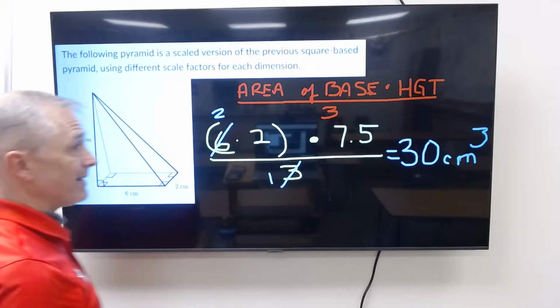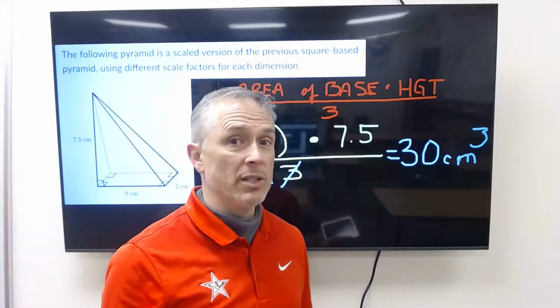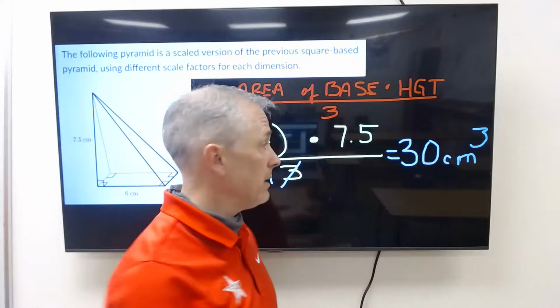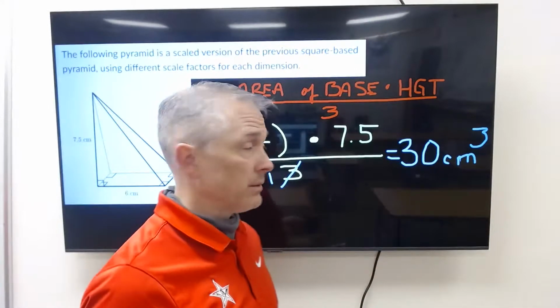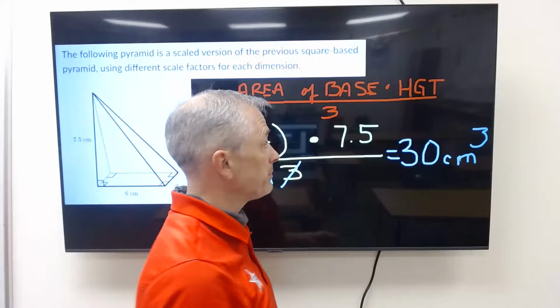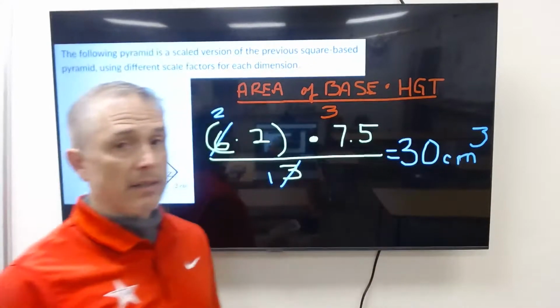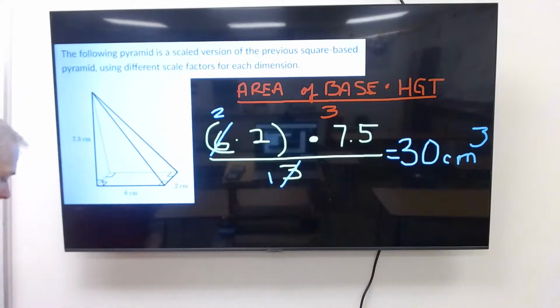I put centimeters squared, and that's what you've got to pay attention to. I'm dealing with 3 dimensions, 3D, so cubed. 2 dimensions, 2D, squared. Area, square area. And then linear measurements are 1 dimension, so you've got just centimeters to the 1. You don't have to put the 1.